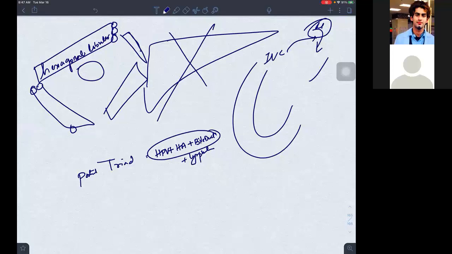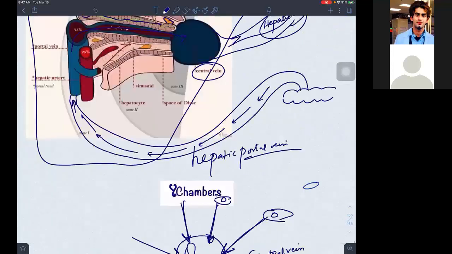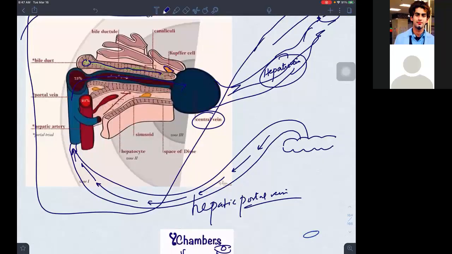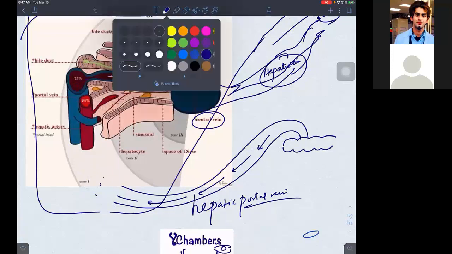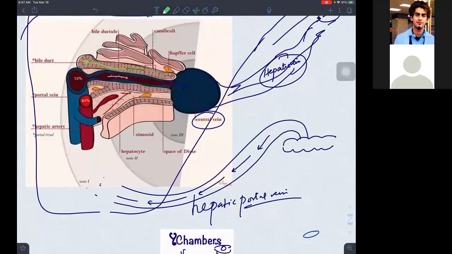Now tell me one thing, my dears, please. I made a wrong direction here. I want to show it like this. Please have a look. What is the direction? Let me take a lemon color. Can you see the direction of blood flow is going towards the central vein? The direction of the hepatic portal system is going towards the central vein.